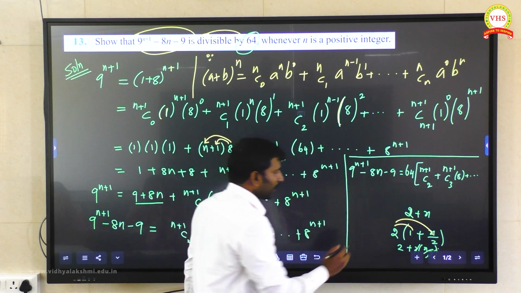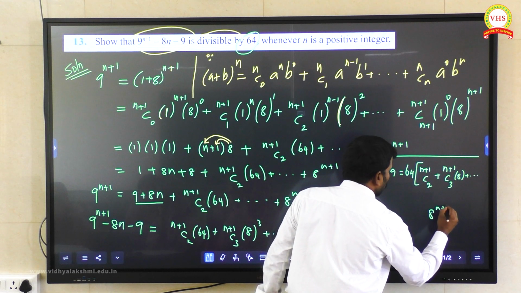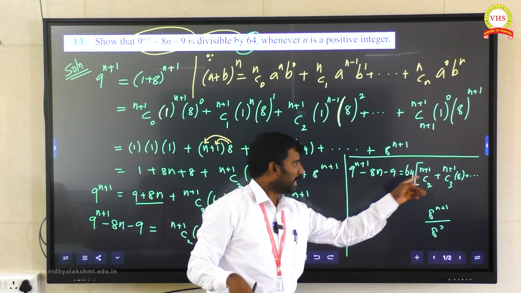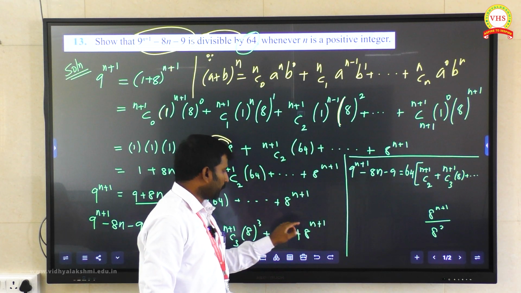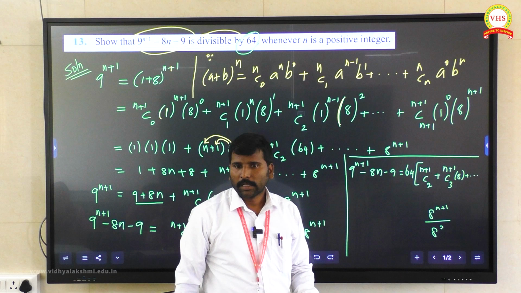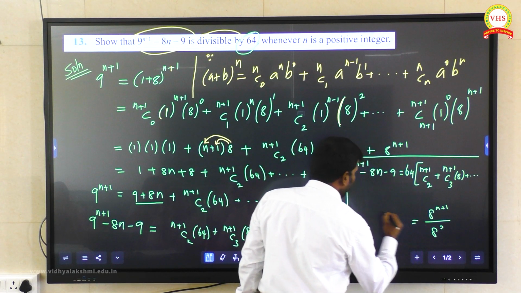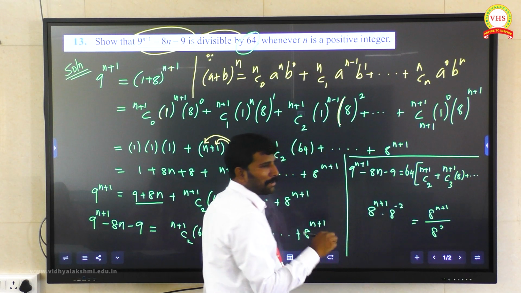Am I right? Like that, here also, I am dividing 8 power n plus 1 by 8 power 2. I am taking 8 power 2 outside. Here 8 power 2 is not there. So I am dividing by 8 power 2. When you take 8 power 2 divided to the numerator, what will happen? The power will become negative in the multiplication.